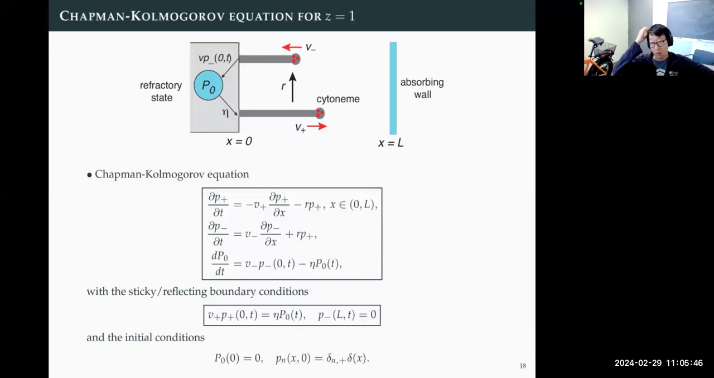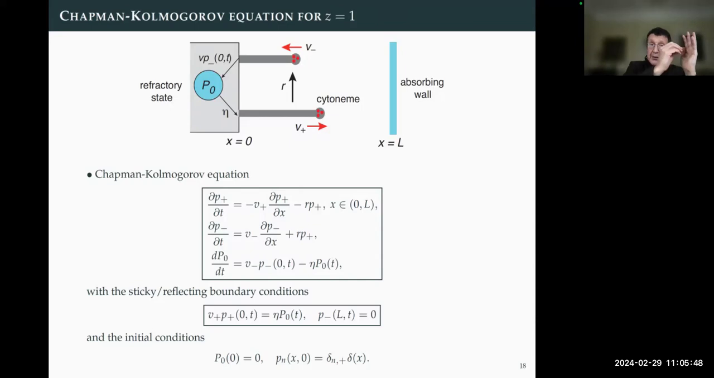When it reaches the source cell, it sticks for a while. And we can model that using another compartmental equation, which says P naught is the probability it's in this refractory or nucleated state. It enters that state at a rate of v minus times the concentration of probability at the origin. And then it can leave the state and start growing again at a rate eta. So that's called a sticky boundary condition, which itself has a lot of interesting features.